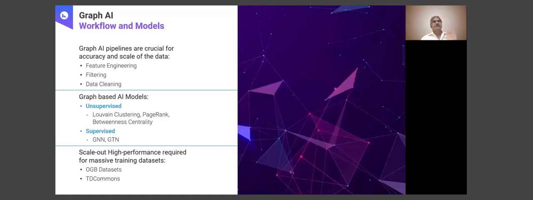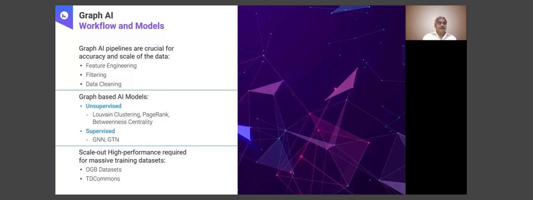So that is the data. All of this data in these domains are being represented using graphs or knowledge graphs. Now, what we need to do in order to do the analytics is you can have supervised learning, unsupervised learning. So we support unsupervised methods like Louvain clustering, PageRank, betweenness centrality, which is very important in security applications, as well as supervised learning algorithms like GNNs and GTNs.